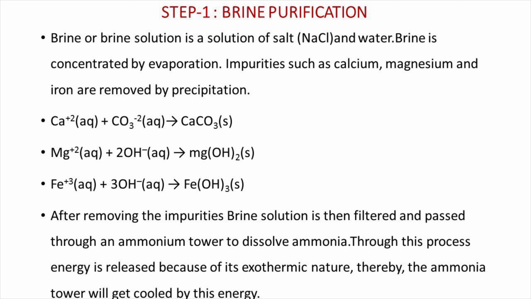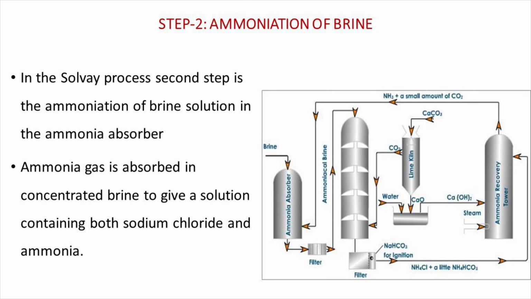After removing the impurities, the brine solution is then filtered and passed through an ammonia tower to dissolve ammonia. Through this process, energy is released because of its exothermic nature, thereby the ammonia tower will get cooled by this energy. In the Solvay process, the second step is the ammoniation of brine solution in the ammonia absorber. Ammonia gas is absorbed in concentrated brine to give a solution containing both sodium chloride and ammonia.